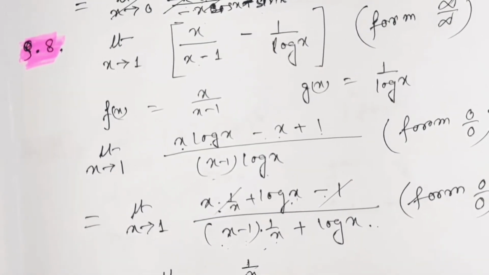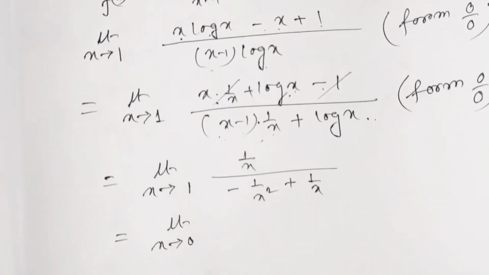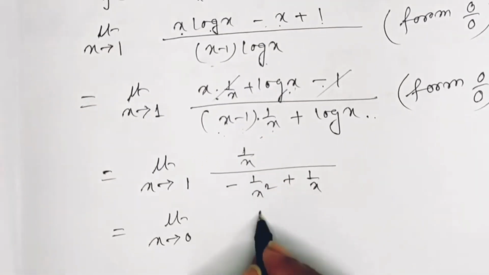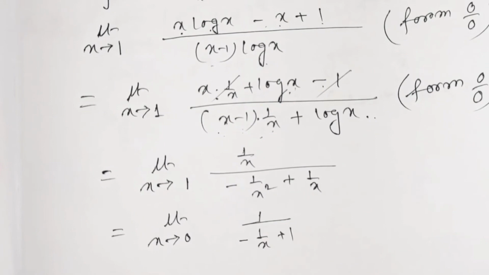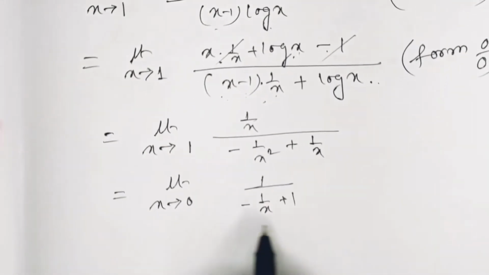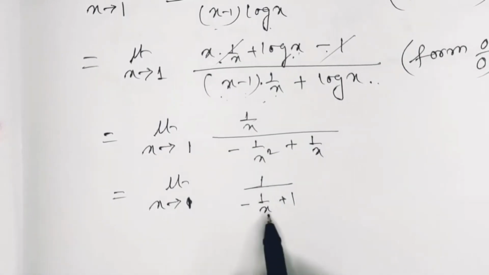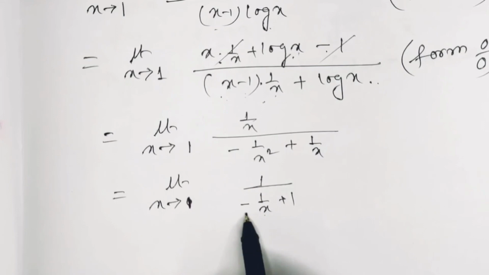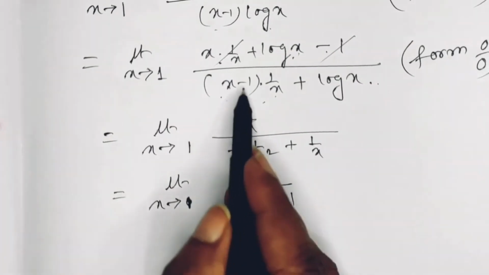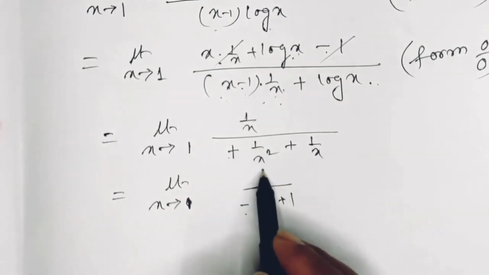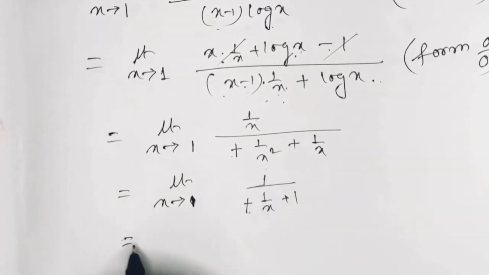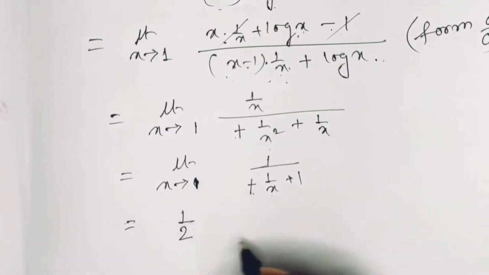From here we simplify and take 1 upon x common, and if we cancel it out, then it is minus 1 by x plus 1. Now it is not in the form of 0 by 0, and if we substitute x equals 1, then sorry, here it is 1. Sorry, this becomes plus, because here already minus is given and 1 upon x is there, and its derivative is plus 1 upon x square, so it is plus. So we find it equals 1 upon 2, which is the limiting value.